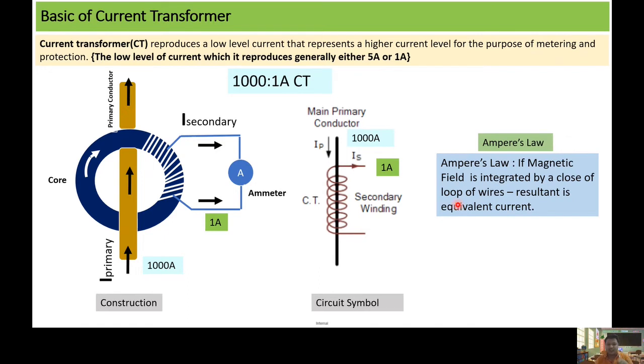So this is the circuit symbol, which is nothing but a conductor showing that the primary current is 1000 amps, and this primary current of 1000 amps is generating 1 ampere on the secondary side.